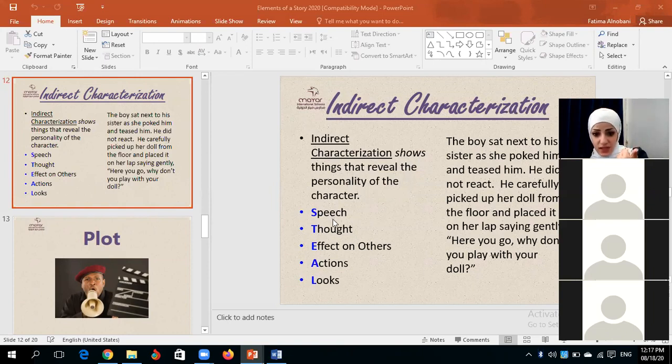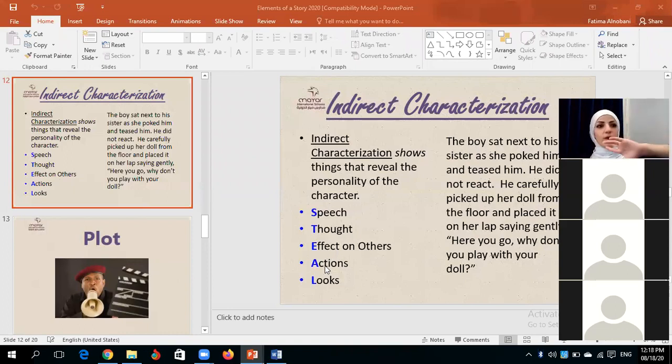The way he speaks, thoughts, effect on others, actions, looks. Wait. Speech, the way he speaks. Thought, the way he thinks. Effect on others. For example, when Miss Fathiya, a teacher, came into the class, everybody was annoyed. What does that mean? That maybe she's mean, maybe she's angry, maybe she's aggressive. It gives you an indirect way to think about her.